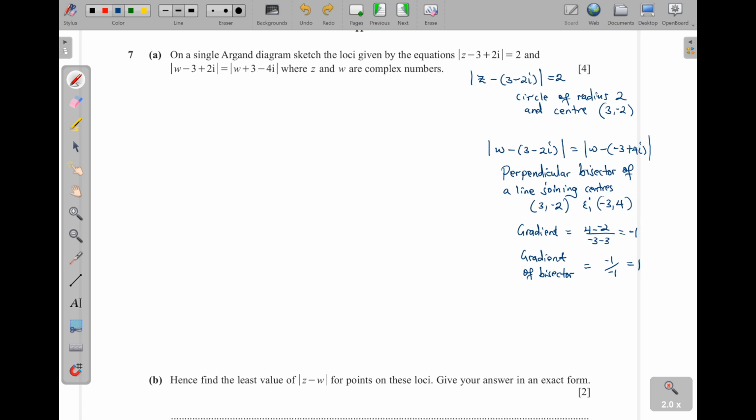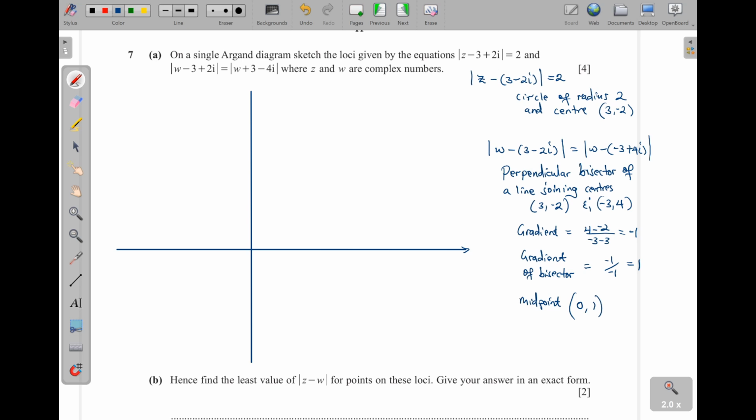Now, if we get the midpoint of a line segment, these two centers we are having, what will be the midpoint? The midpoint, you know, it is the average of the x and then the average of the y coordinates. So 3 plus negative 3, that one will give you a 0. Then divide by 2, so that will be a 0. And then negative 2 plus 4, you will get a 2. 2 divided by 2, you get a 1. So that is the midpoint. Now let's sketch something here. Then we can now put, this is real of z, and then this is the imaginary of z.